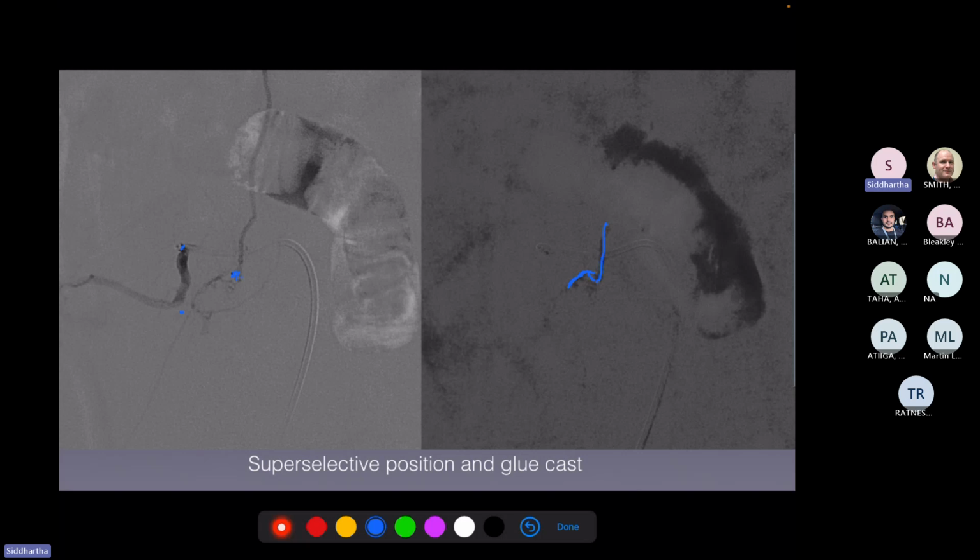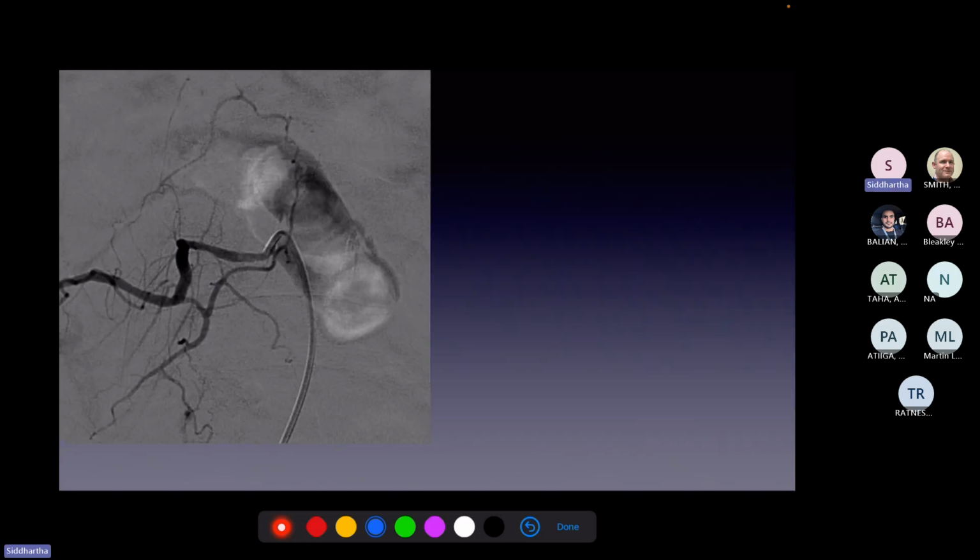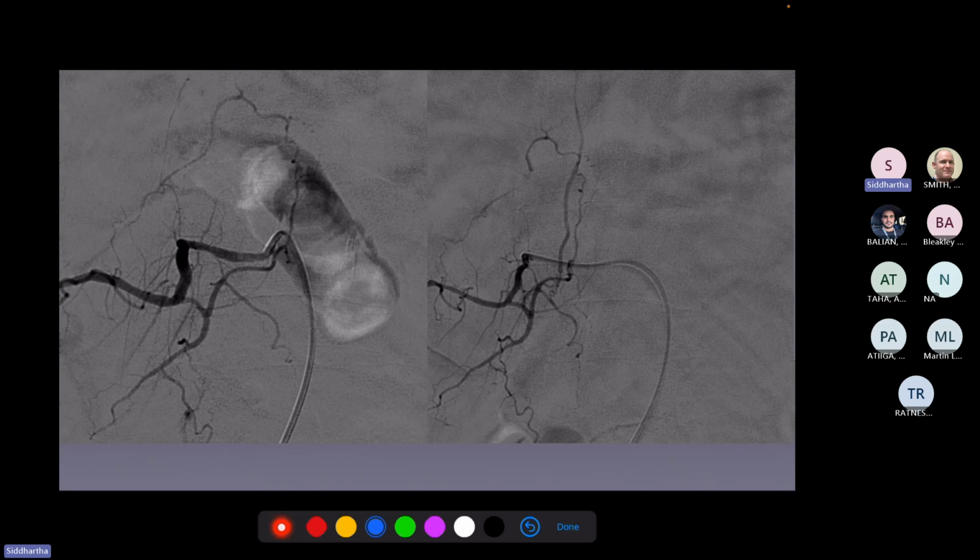So exactly the same vein as this one. That is what we need to get. We need to get the glue going into the vein. Unless you demonstrate that the glue is in the vein, you have not cured the dural AV fistula. So that's the post-embolization, and that's the pre-embolization.